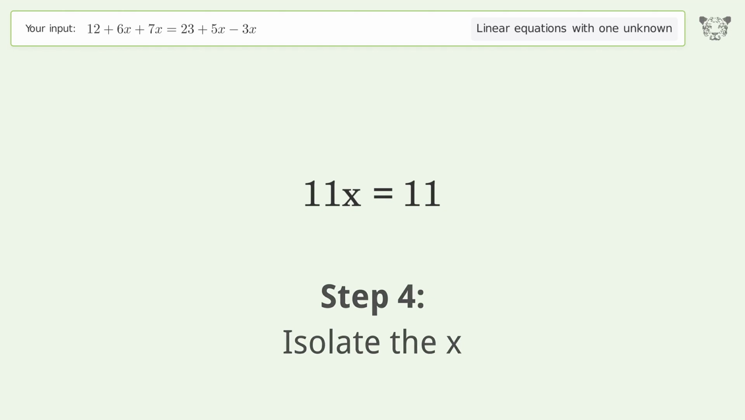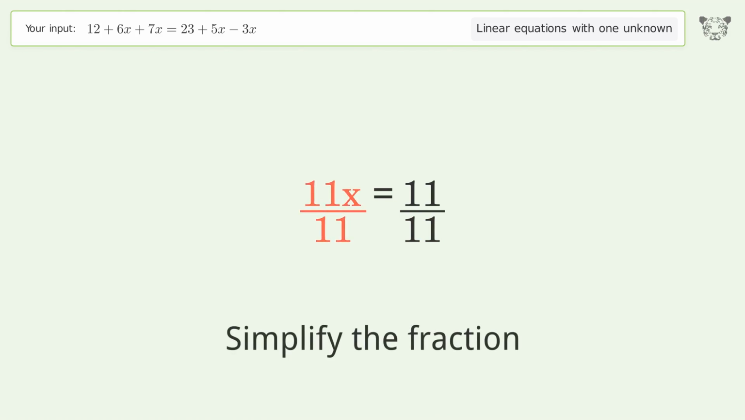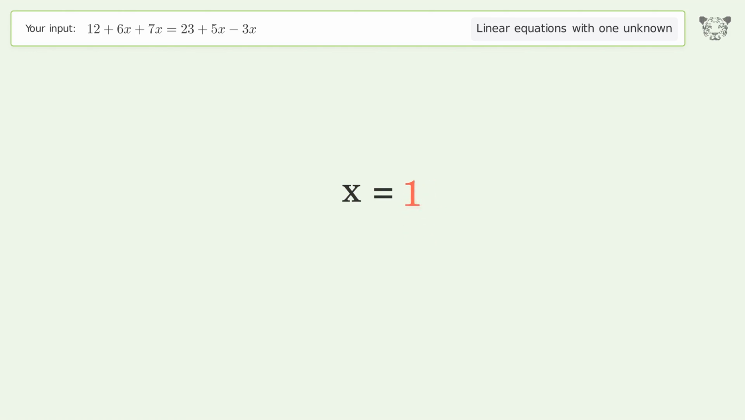Isolate the x. Divide both sides by 11. Simplify the fraction. And so the final result is x equals 1.